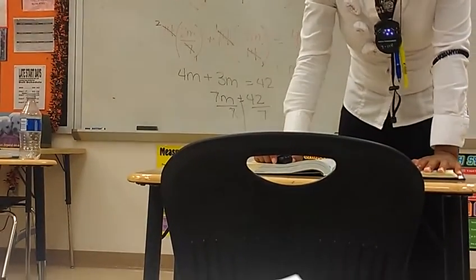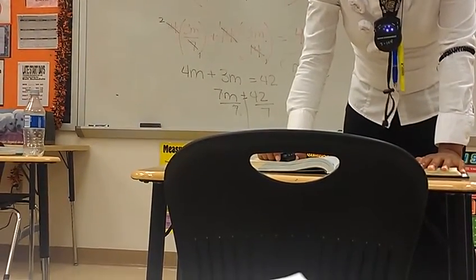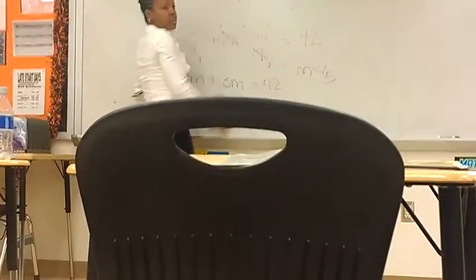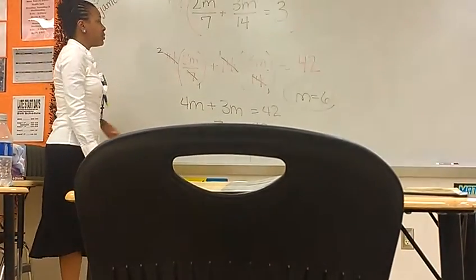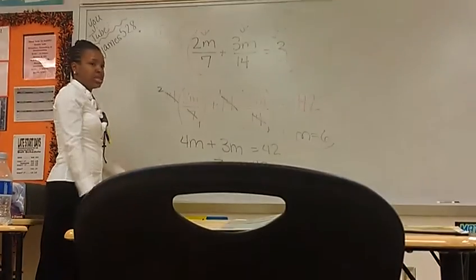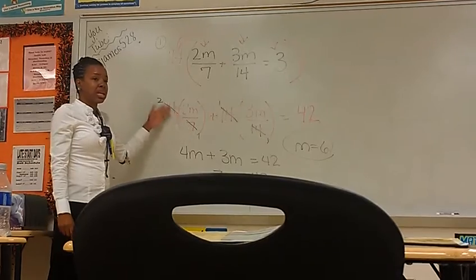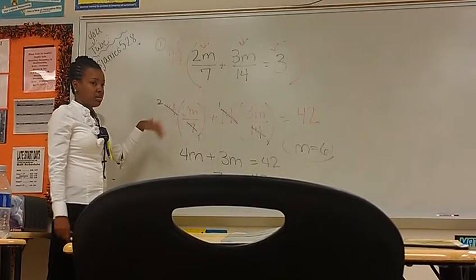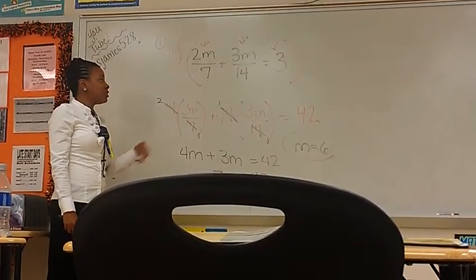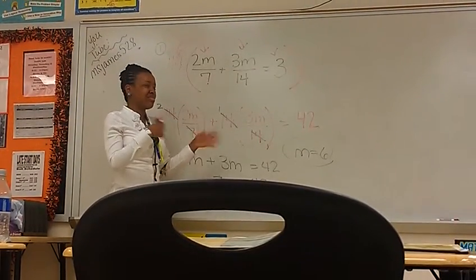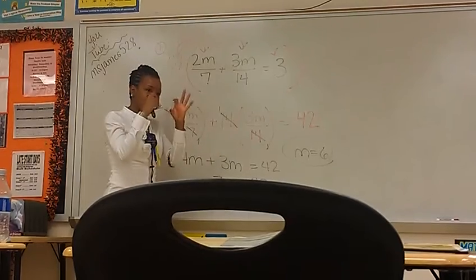All right, let's try another one. Okay, why did I pick 14? Because I wanted this to happen. If I would have picked another number like 9, 7, it's not going to cancel. You pick a number that will make it cancel. If you can't think of one, you can just multiply these two numbers together and it'll cancel. But that's going to make it more complicated. The smaller the number, the better.